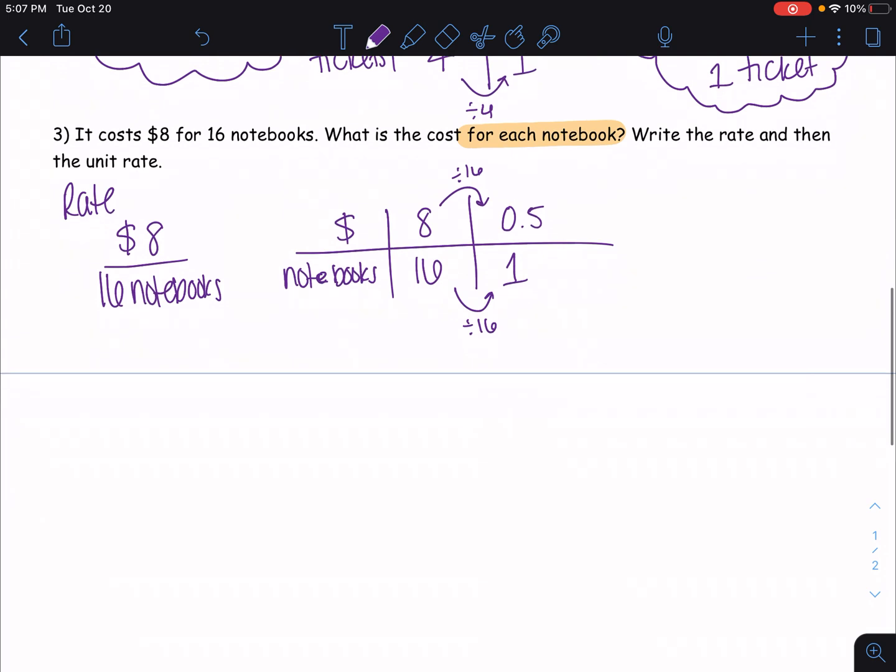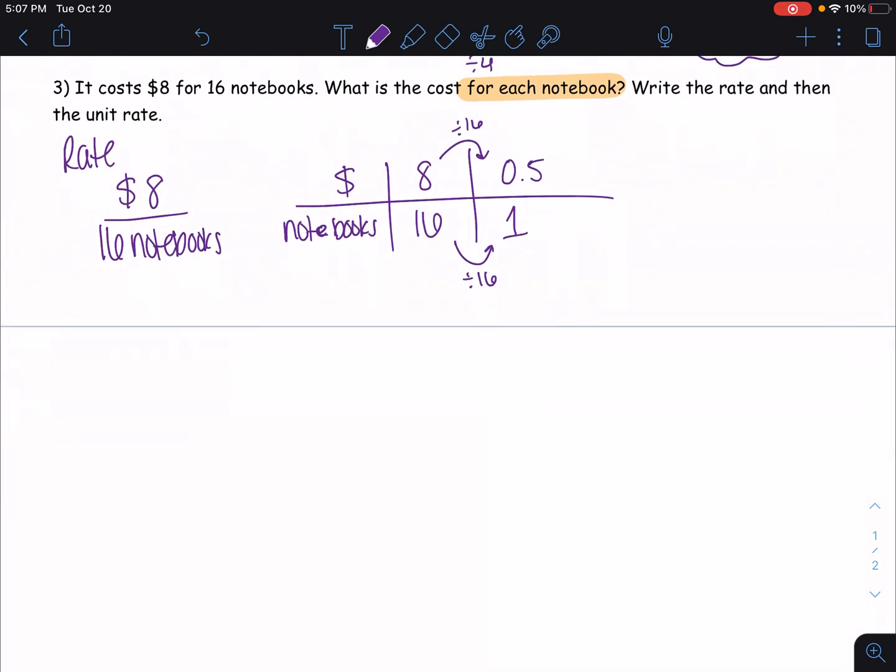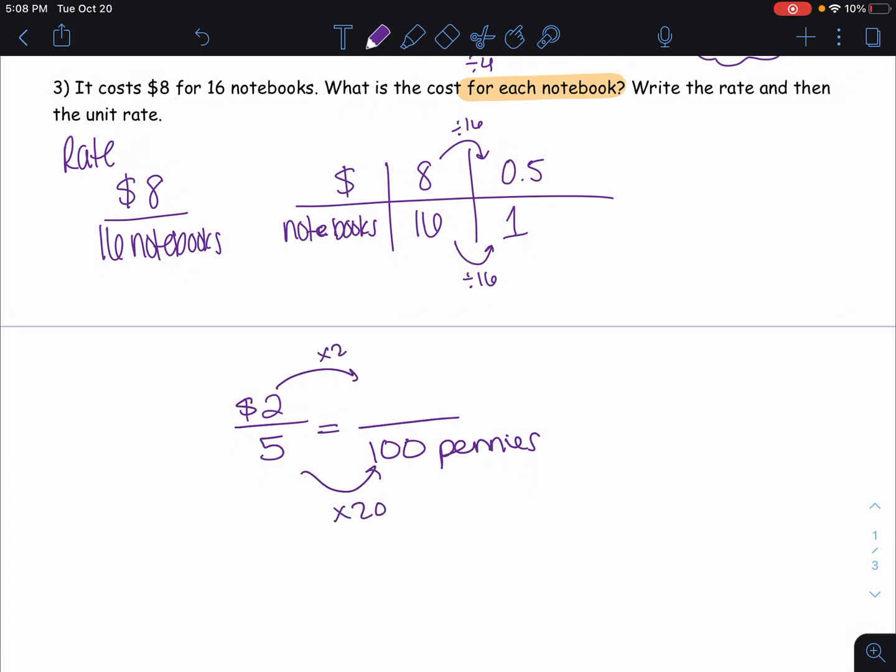Okay, that's going to be the same as... never mind, sorry. So I'll do it as an example with a number that goes well with 100. So if I have 2 out of 5, and this is money, and I'm trying to get to 100 pennies, I'm going to multiply this by 20. So this would be 40 pennies, which would be 40 cents.